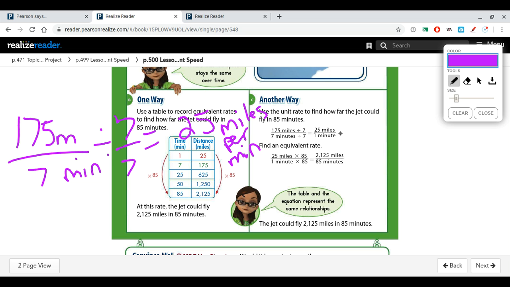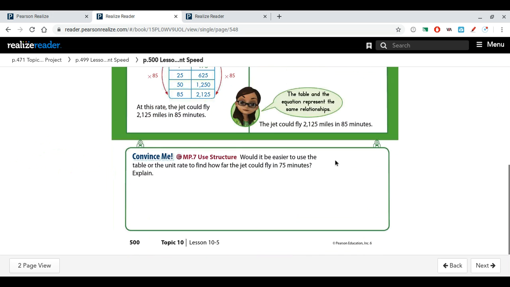And from there, I'm going to find the equivalent rate. I get that by figuring out how far the jet's going to fly in 85 minutes. So I multiply 25 times 85 and I get 2,125 miles in 85 minutes. So I would take that 25 and multiply it by the number of minutes that I need. Here in the table, it's represented by increasing my values each time, or I just multiply to find that equivalent rate.